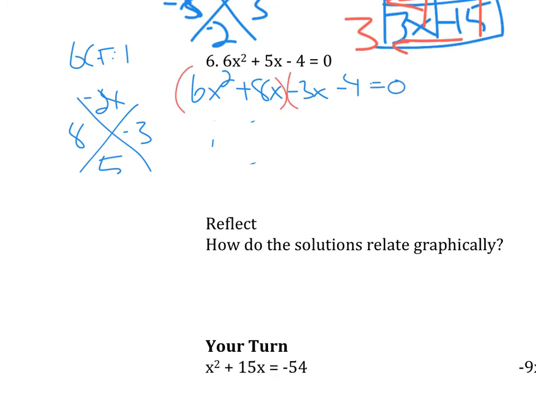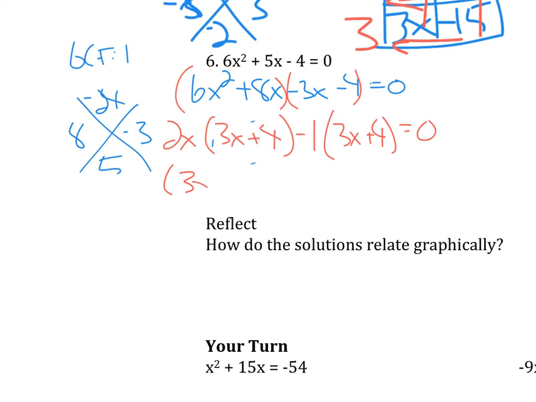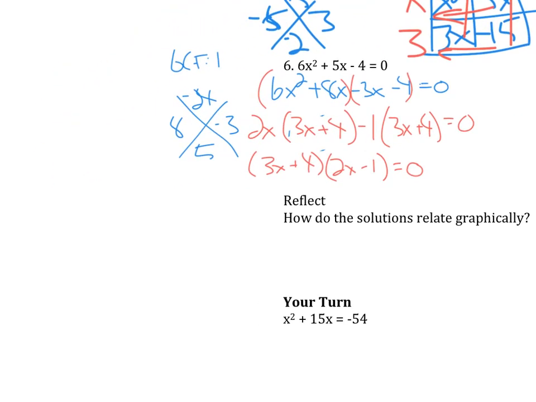So let's group. So here I have a 2x in common, and that leaves me with 3x plus 4. Here I have a negative in common. We're going to pull out that negative 1. And then we get 3x plus 4, and that is equal to 0. So then our 3x plus 4 can come out. And then we're left with 2x minus 1. So now that it's factored, we can set each of our factors equal to 0. So 3x plus 4 equals 0, and 2x minus 1 equals 0.